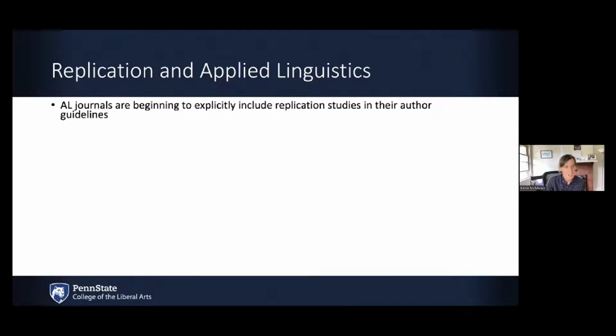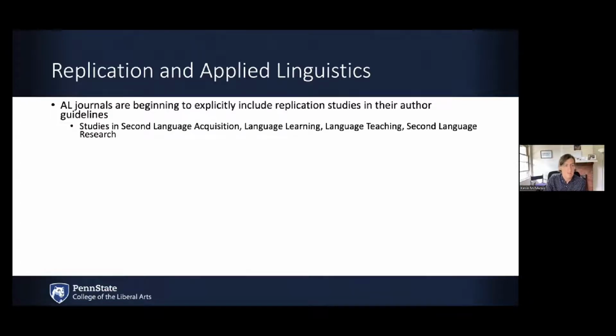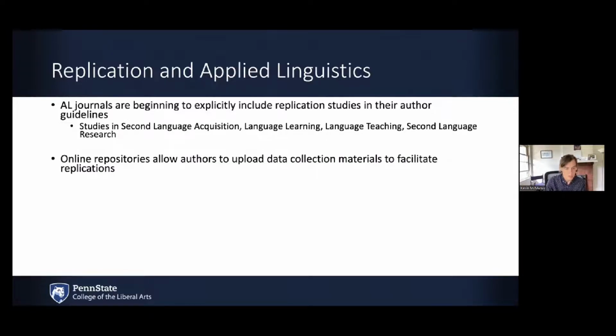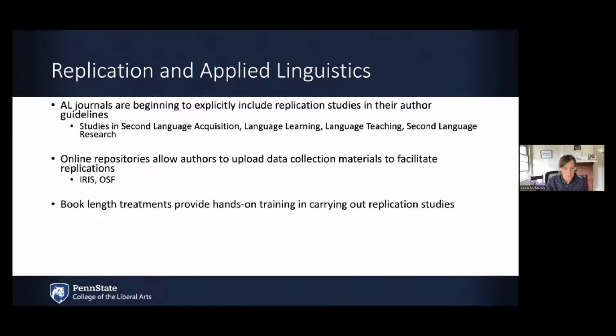We're beginning to see things changing in our field, which is immensely encouraging. So we're seeing that journals are now explicitly including replication studies in their guidelines, right? So here are just a few examples. We're seeing online repositories that are allowing authors to upload their data collection materials. And this is really important to be able to carry out replication studies, because if you don't have those initial materials, you have to recreate them, right? And that process of material recreation naturally is going to change things, right? So IRIS and OSF are good examples.